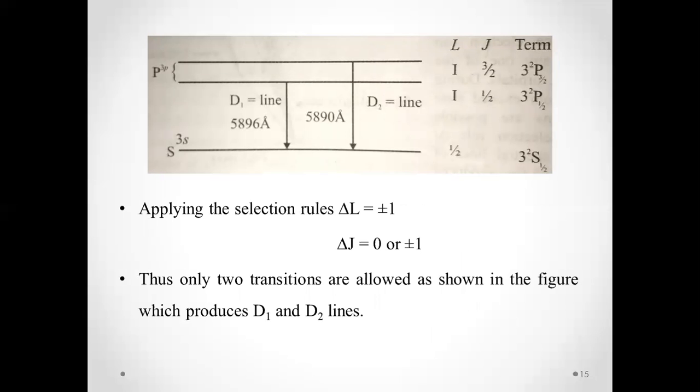Applying the selection rules, delta L equals plus or minus 1 and delta J equals 0 or plus or minus 1. Thus, only two transitions are allowed, which are as shown in the figure, which produce the D1 and D2 lines.